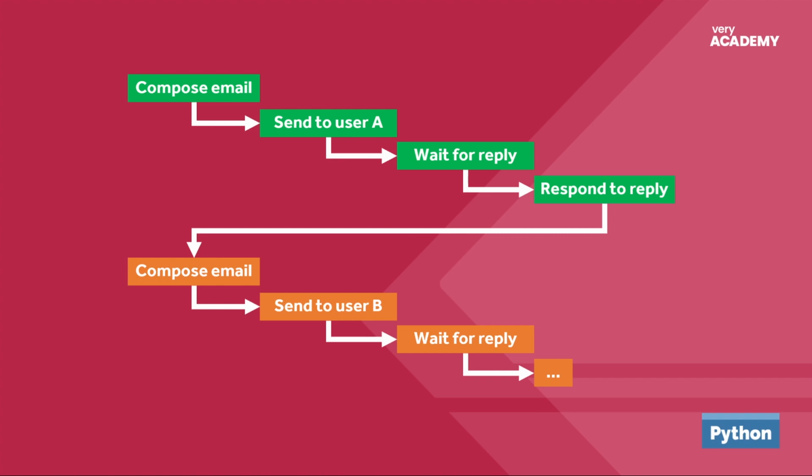what you wouldn't do is compose an email, send it to user A, and then wait for a reply. That could take however long that might take, an hour, a day, or a week, and then you would respond. So once that's completed, you would then start the second task, which is composing the second email to send to user B, and then the same process again, wait for a reply and respond.